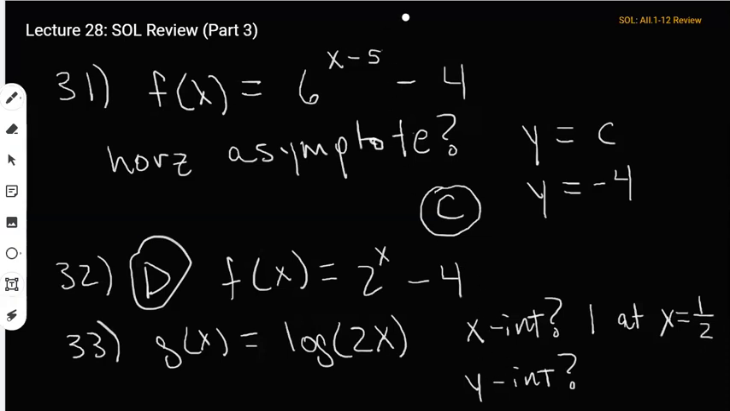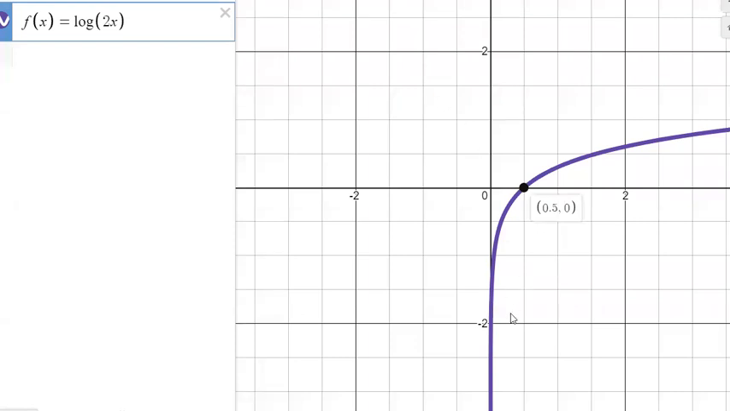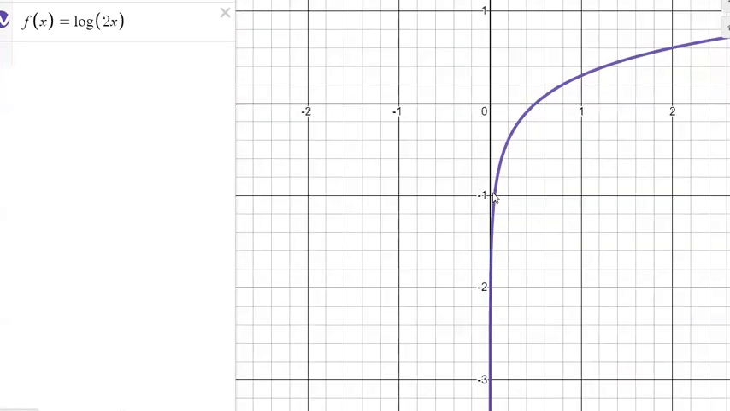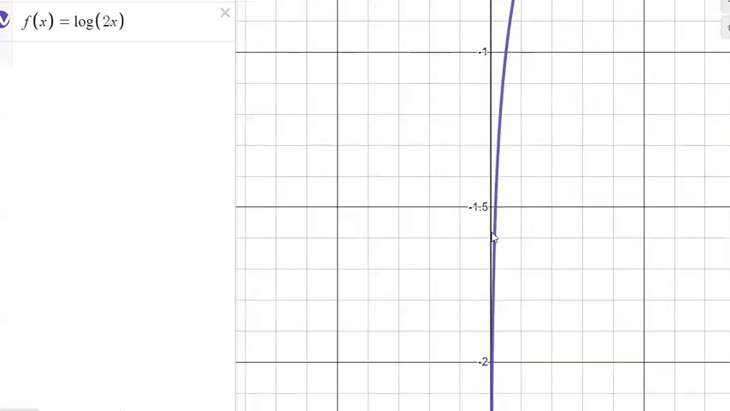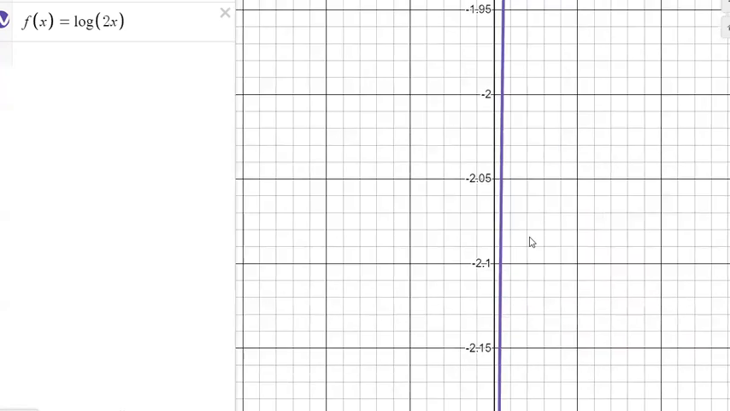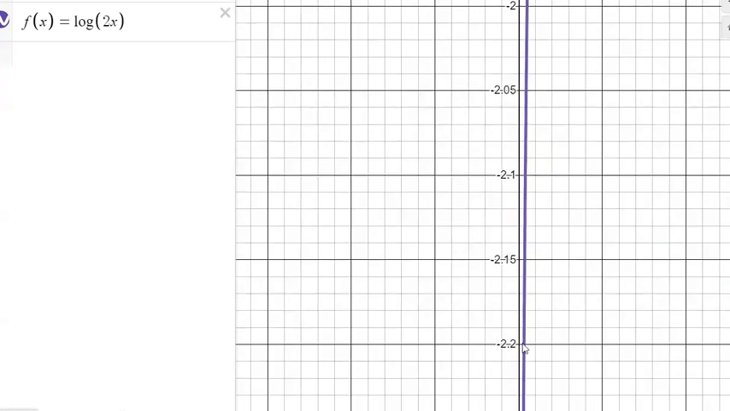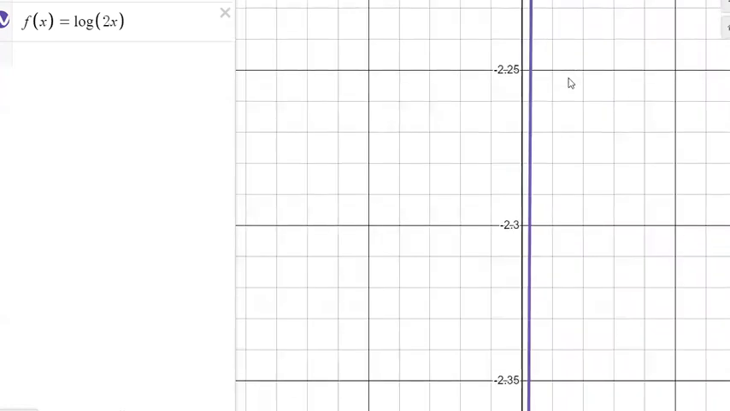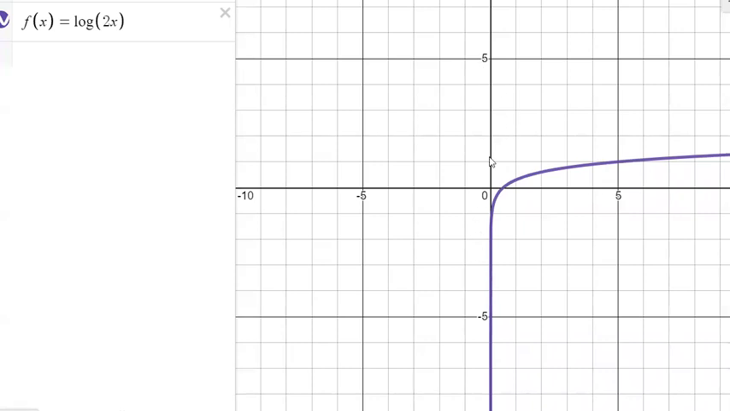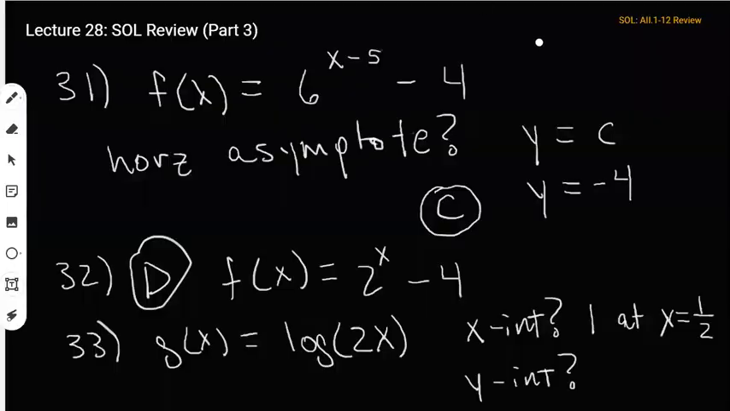Does it cross the y-axis? Well, going back to our graph, it looks like it does, right? But does it really cross the y-axis? We can zoom in and see that it really doesn't. And even if you think it is crossing the y-axis, you could just zoom in and then see that it never really crosses. So this function is going to have a vertical asymptote on the y-axis. So for y-intercepts, we're going to say none. None whatsoever.